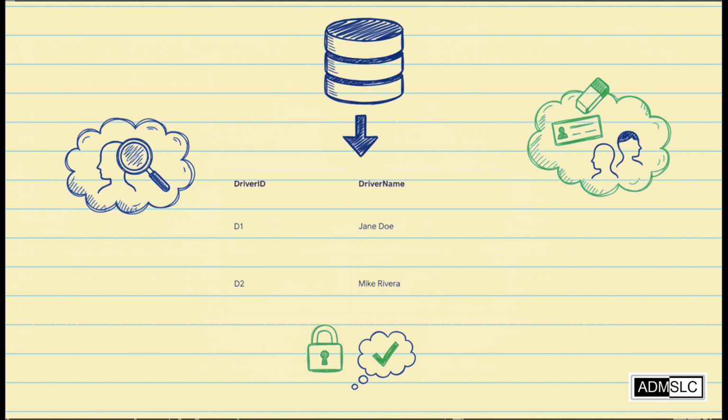And the solution, by now, should feel familiar. We decompose. We create a new drivers table. Each driver gets a unique driver ID, and their name is stored here and only here. If Jane ever changes her name, we have just one single place to update it.